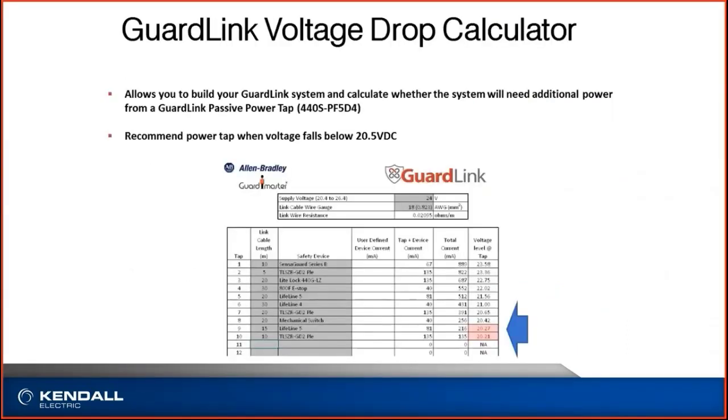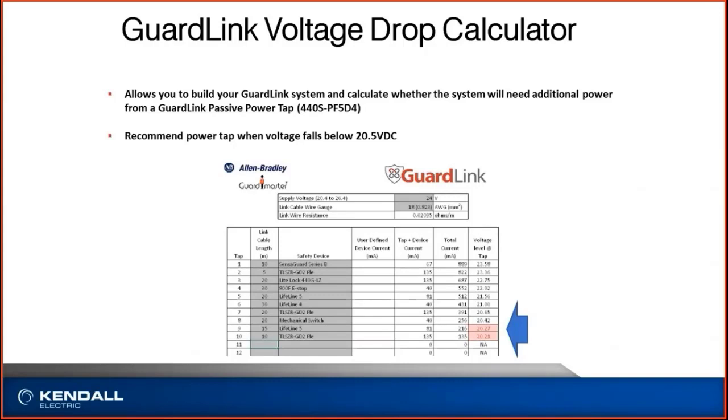Allen-Bradley has made this easy with their GuardLink voltage drop calculator. This allows you to build your GuardLink system and calculate whether the system will need additional power from the GuardLink passive power tab. It is recommended that when voltage falls below 20.5, you add a power tab.